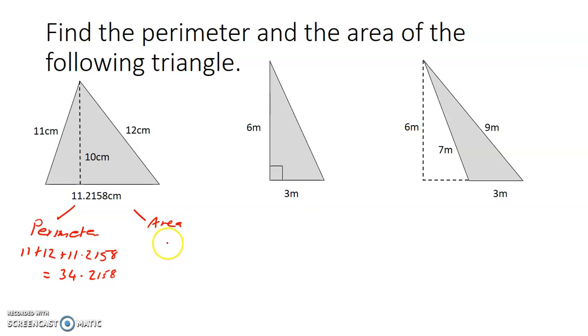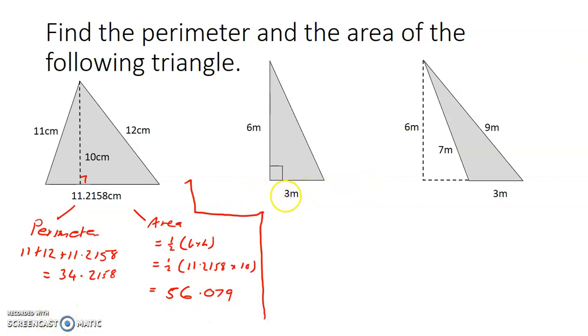The area of a triangle is a half of base times height, which is a half the base and the height. The height is always perpendicular to the base, so because this is a right angle in here, this is my base, this is my height. 10, and that final answer ends up being 56.079.